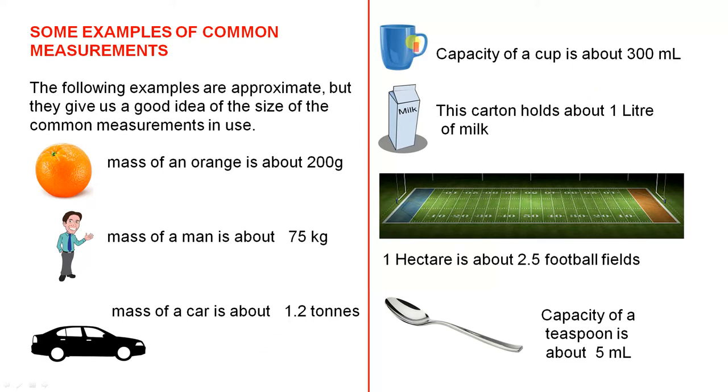Capacity, that's a mug there or a cup. So the capacity of a cup is about 300 millilitres. There's a typical carton. This carton holds about 1 litre of milk. 1 hectare is about 2.5 football fields. And the capacity of a teaspoon is about 5 millilitres. So they're just a few examples showing some of the popular measurements.